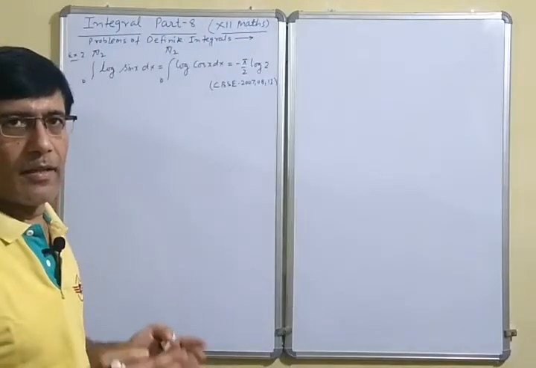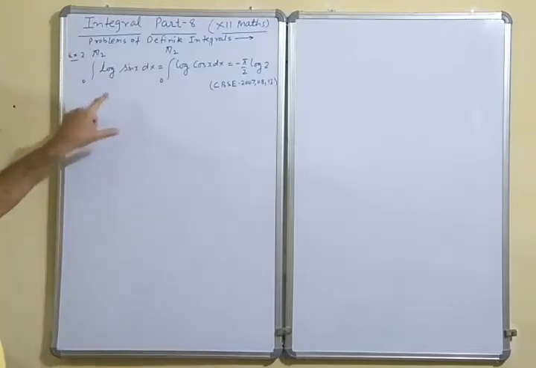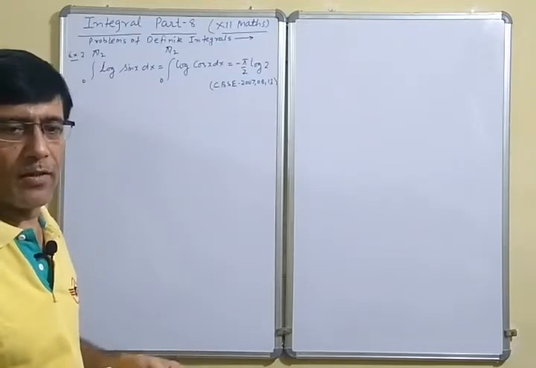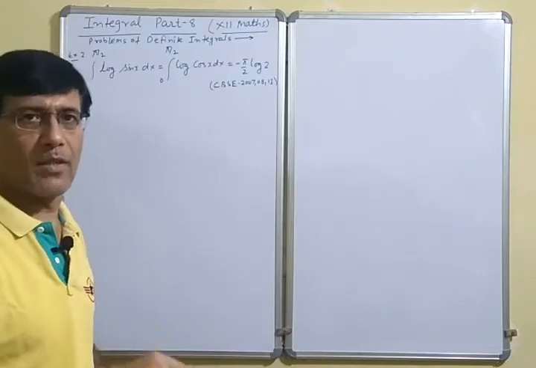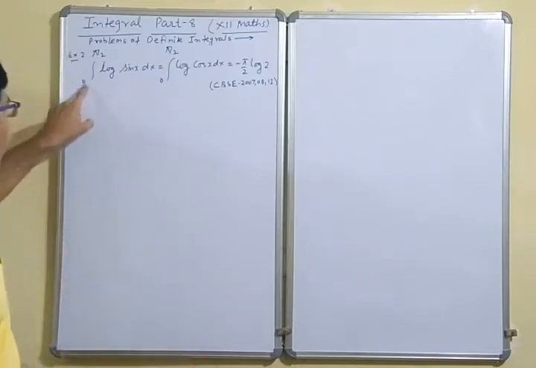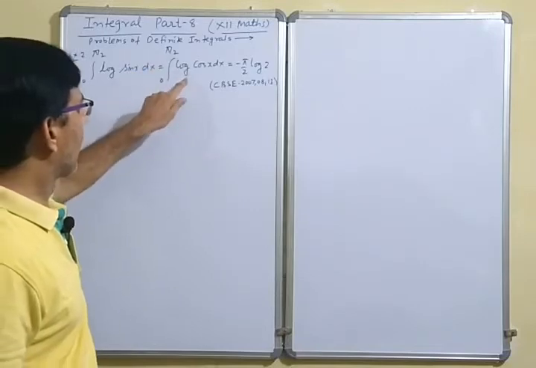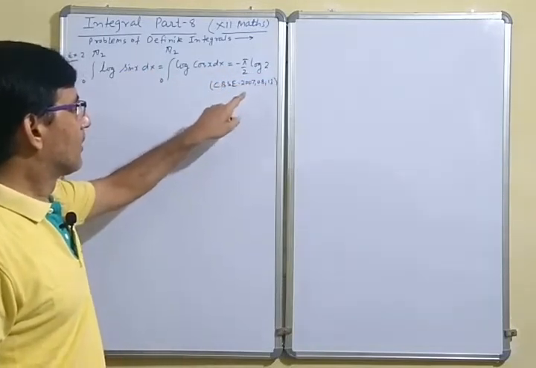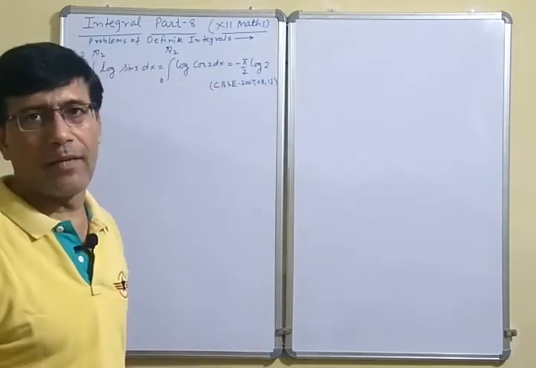Now let us see the next example. This is a very important question. Sometimes it is used in numerical problems directly, and you will get the result. So this question is very important even for MCQs. Prove that integral 0 to pi by 2 of log sin x dx is equal to integral 0 to pi by 2 of log cos x dx, that is minus pi by 2 log 2. This question was asked in CBSE 2007, 2008 and even 2013.